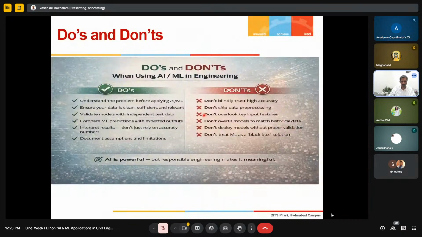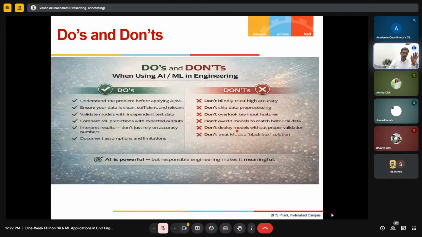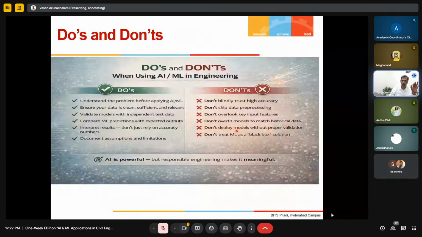While you do this, as a closing remark, what I'll say is it's very, very important: don't blindly assume that these are all going to do excellent. There are so many things that you will have to keep in mind. Without all these checks and balances, you cannot blindly assume AI is powerful, but responsible engineering is making sure what kind of data you need for validation, and you have to interpret these results. That is when you can rely on the results, which we will assume are going to be accurate.